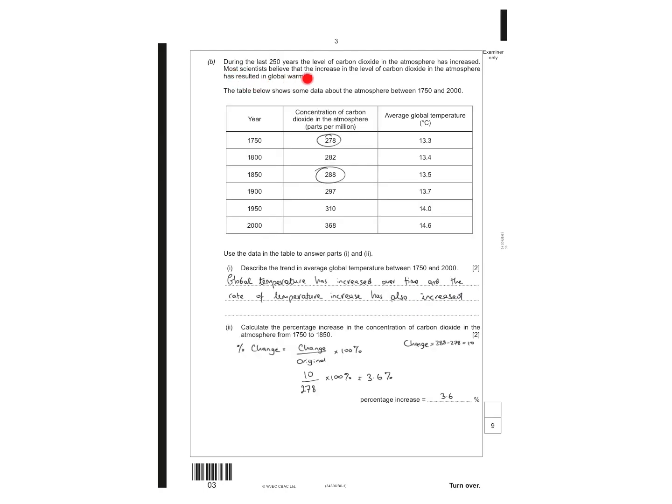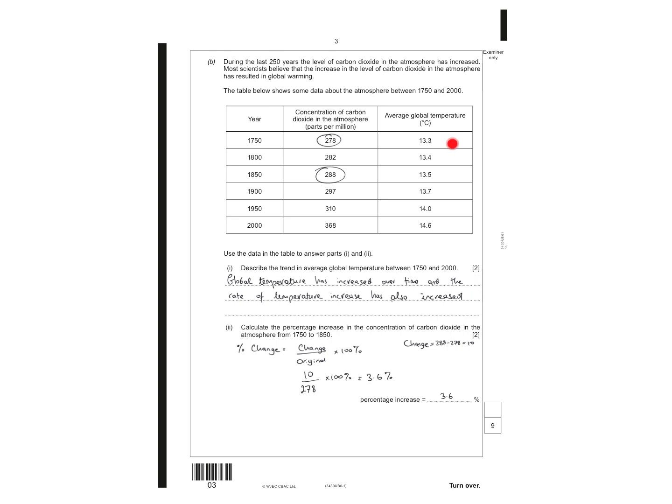During the last 250 years, the level of carbon dioxide in the atmosphere has increased. Most scientists believe that the increase in the level of carbon dioxide in the atmosphere has resulted in global warming, and the table below shows some data about the atmosphere between 1750 and 2000. First thing they want us to do, describe the trend in average global temperature between 1750 and 2000. So my average global temperature column is the one on the right, and 1750 to 2000 is the whole of the table. And look, I've got to get 2 marks here.